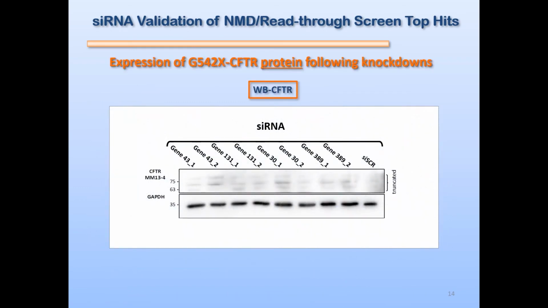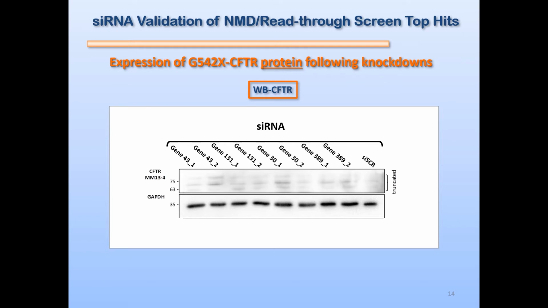So we also wanted to validate by Western blot the effects of knocking down these genes, and what we observe here is truncated protein. So this is CFTR detected by antibody MM13-4, which recognizes the N-terminus of the protein. So even if the protein is truncated, this antibody will detect CFTR. Of course, the molecular mass that you observe here on the left is much lower than we usually observe for CFTR, because this is just truncated protein.